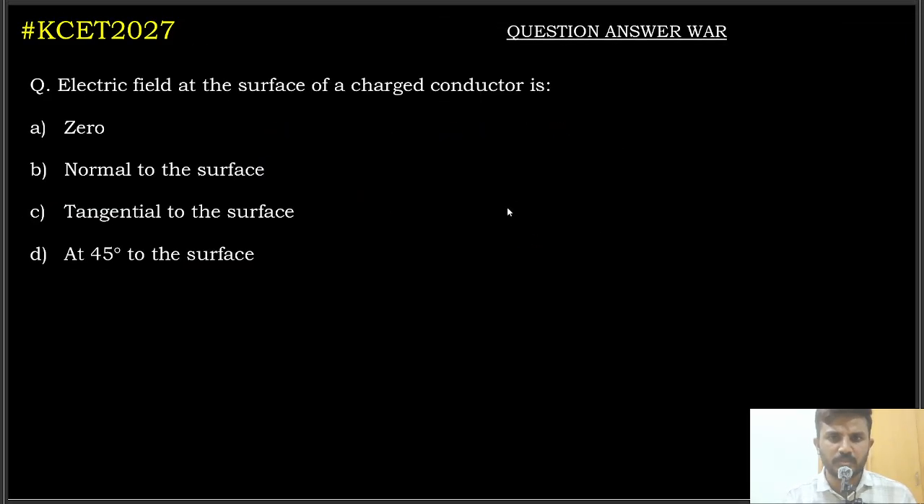Okay, let me consider a sphere here like this. So this is a charged conductor. For a charged conductor, the electric field on the surface will be perpendicular to the surface. At this particular surface, it will be perpendicular, so here it is given normal to the surface. The electric field at the surface of a charged conductor will always be normal.